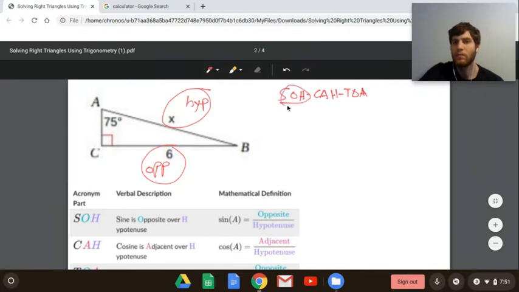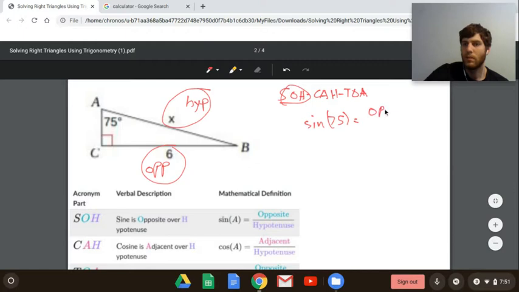That's going to be sine. So again, sine of our angle, so sine of 75 degrees is going to be equal to opposite over hypotenuse. So it's going to be sine 75 equals the opposite side, which is 6, over the hypotenuse, which is x.